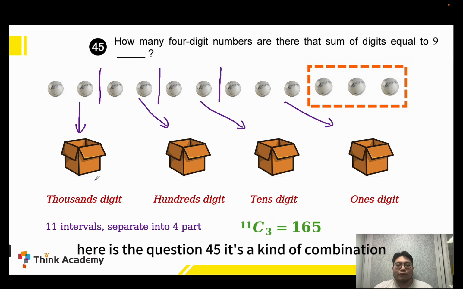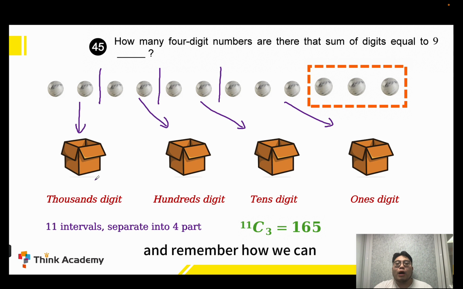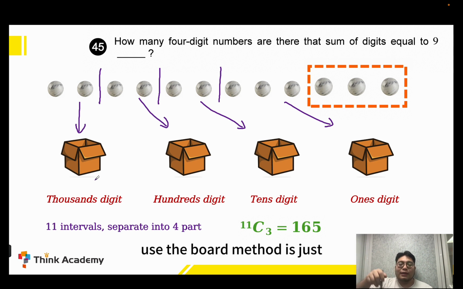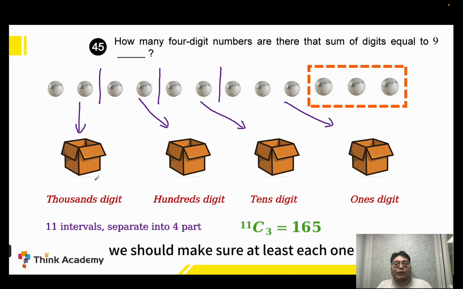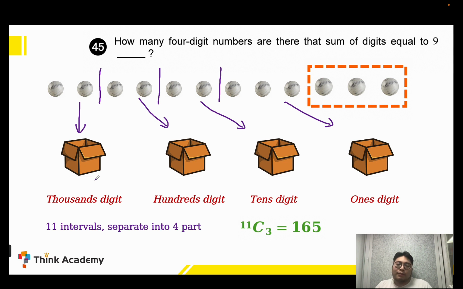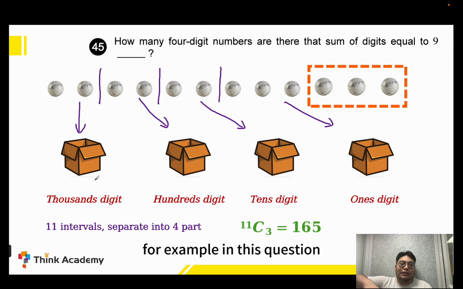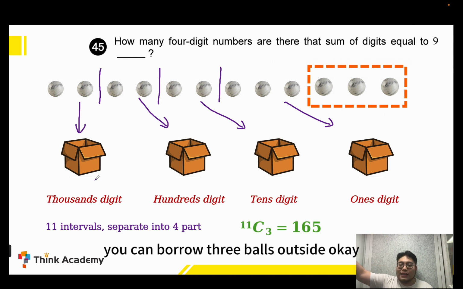Here is question 45. It's a combination problem, and remember how we can use the board method. We should make sure each place has at least 1. But if I want a place to have 0, remember you can borrow something from outside. For example, in this question, you can borrow 3 balls from outside.